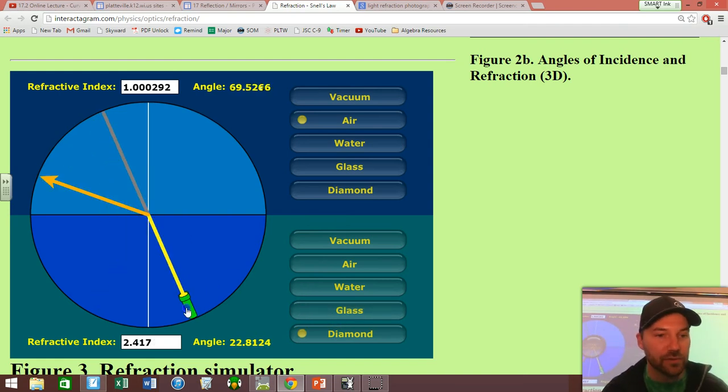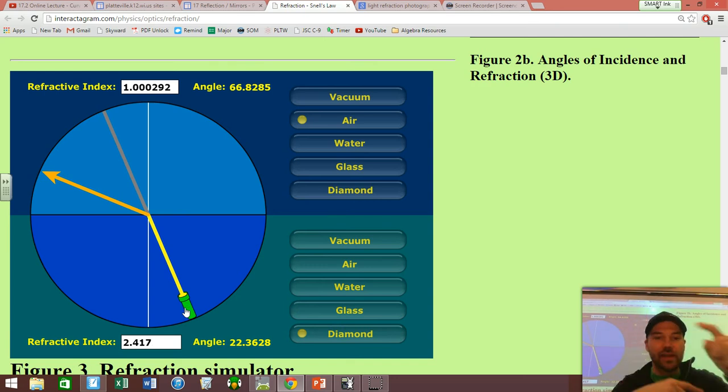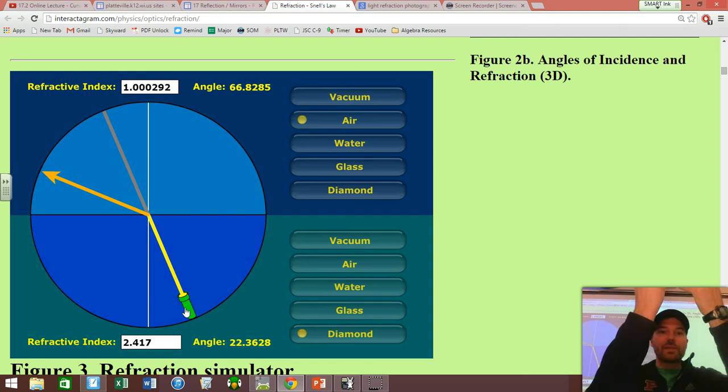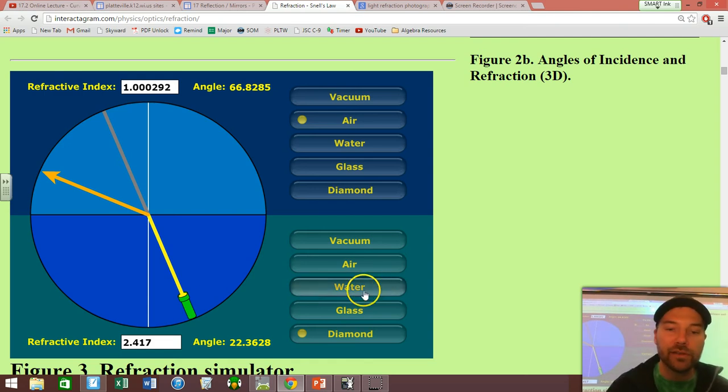And now I have total internal reflection, which is actually what makes diamonds sparkle so much. The fact that the light bounces around, it comes in the top and ends up going back out the top is what gives it that sparkling effect.